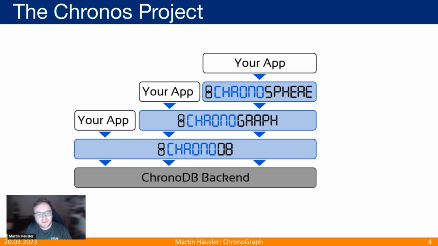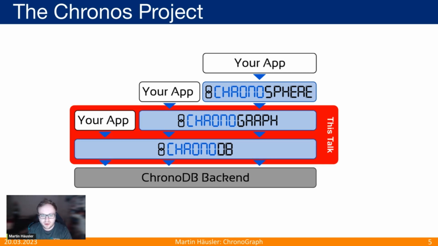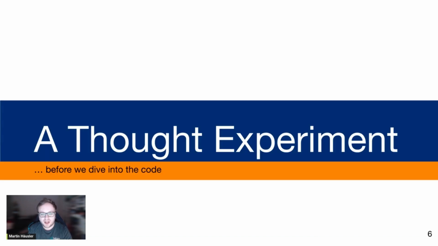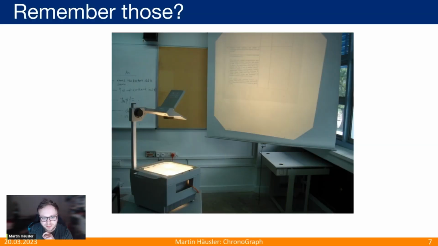So here's the rough architecture. The rough idea is you have several layers, and each layer builds on the layer beneath, but you can also use the layers individually and place your application wherever it is suitable for you. Today, we are going to focus mostly on ChronoGraph and also a little bit on ChronoDB as it builds on it. So before we dive into coding and stuff, let's do a little thought experiment.